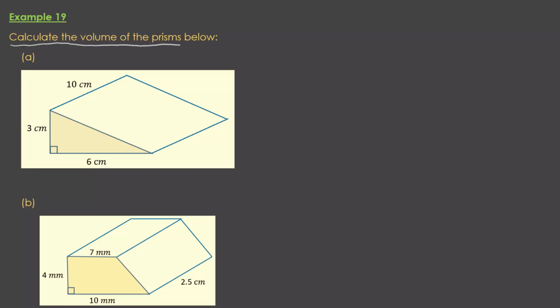Calculate the volume of the prisms below. So if we look at the first one, the cross section is the triangle at the end. Now we know in all cases the volume is equal to the cross section area times the length.